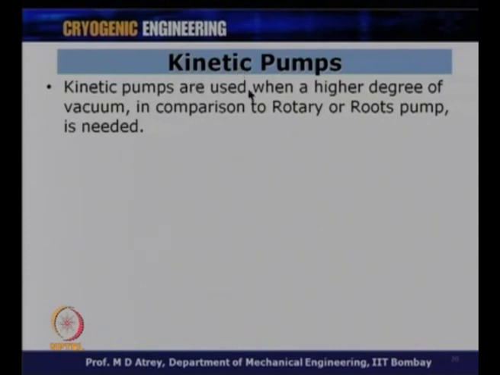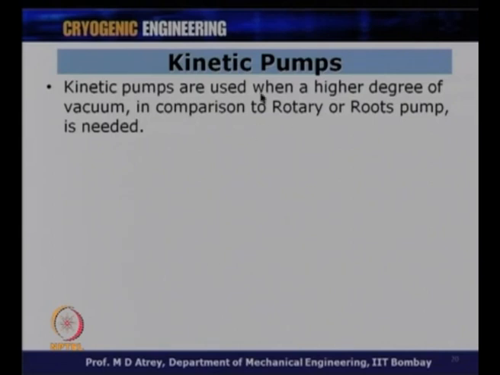Kinetic pumps, I just told you, work at the molecular level, and basically involve transfer of momentum from fluid A to fluid B. So, kinetic pumps are used when a high degree of vacuum in comparison to rotary or Roots pumps is needed. The rotary and Roots pumps normally deliver a vacuum of 10 to the power -2 to -3 torr, while if you want to go to 10 to the power -5 and -6 torr, we will have to look at kinetic pumps, and therefore, these pumps work at the molecular level.